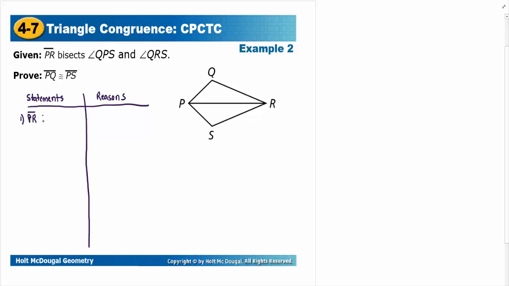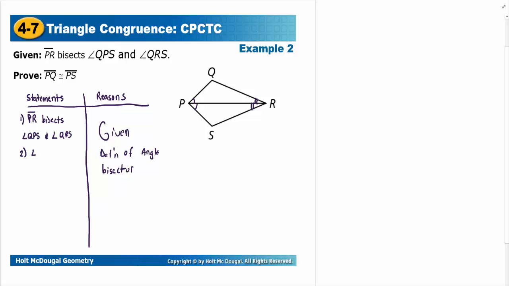Write out our given statement. PR bisects angle Q, not R, QPS, and angle QRS, which is given. All right, so here we go. Step 2. Since PR is bisecting both of these angles, QPS and QRS, I know these two angles are congruent, and I know these two angles are congruent. So I need to label that, and I can do that in one step using the definition of angle bisector. I'll even write that out now. Again, we've used this one before, so it's not new.